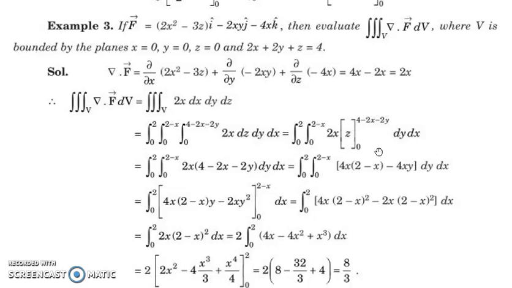Now take the limits of integration. First, taking the limit of y, y varies from 0 to 2 minus x. So y will vary from 0 to 2 minus x, and the variation of x will be 0 to 2. So these are the final limits of integration. So 0 to 4 minus 2x minus 2y, then 0 to 2 minus x, and 0 to 2.